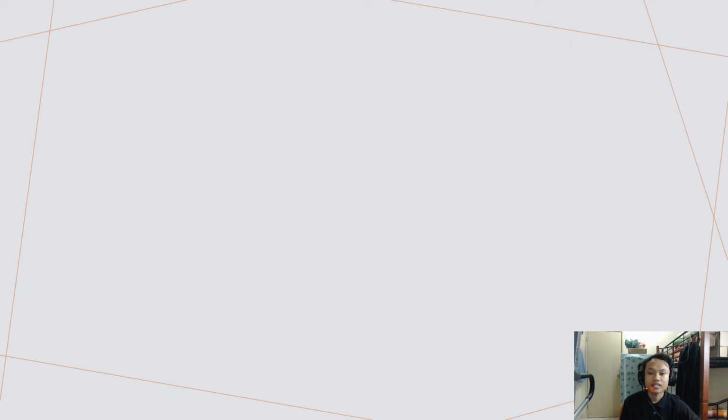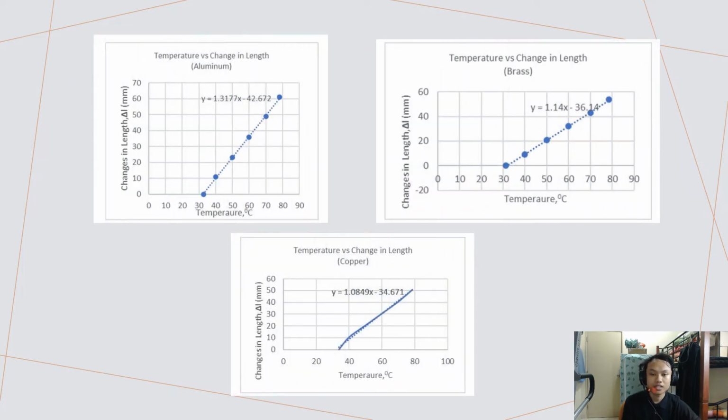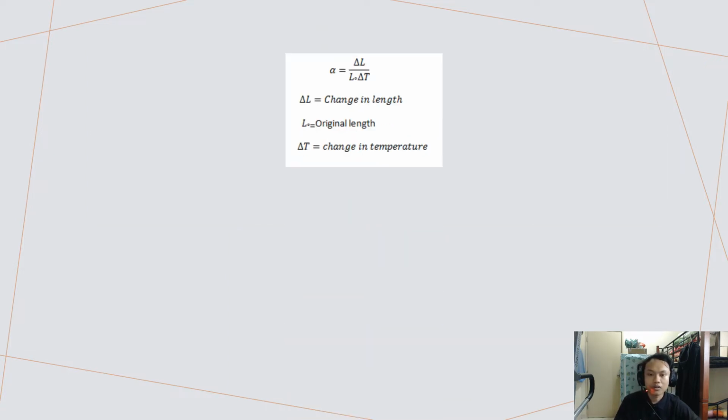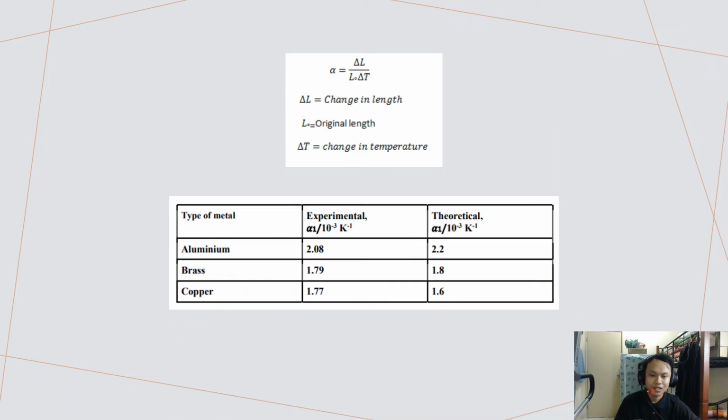After that, this is the plot graph for the relationship between length and temperature for aluminium, brass and copper. The coefficient of linear expansion is then calculated from the experiment data using the formula. The coefficient of linear expansion equals the change in length divided by the original length times the change in temperature. So, this is the result to be compared with the theoretical values.